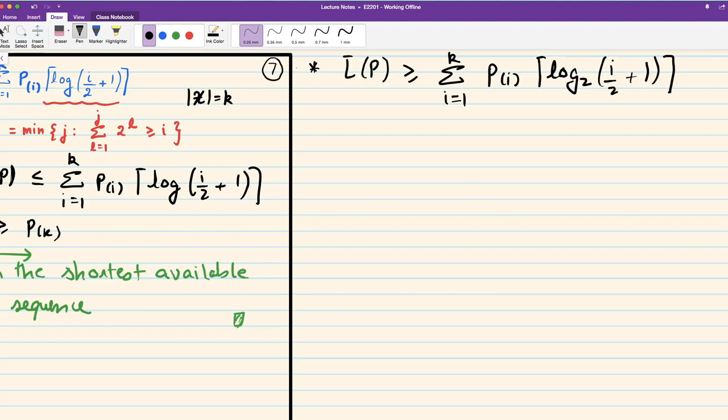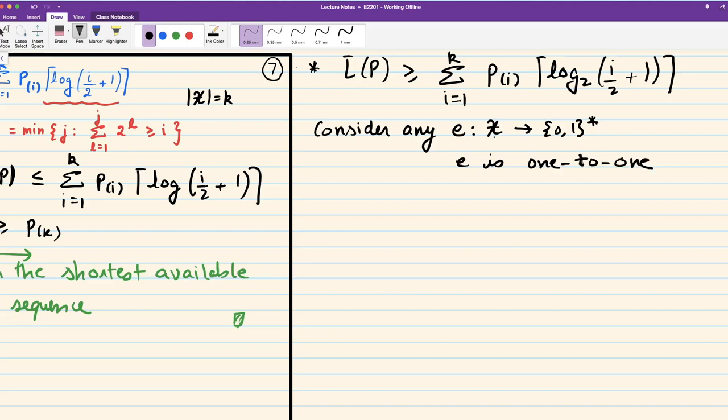So what I'll claim is that, consider any scheme, your favorite scheme. So what is a scheme here? A scheme is a mapping E which looks at this alphabet and assigns to it binary sequences. And this E is one to one, in the sense that it assigns a unique sequence to each symbol, so that you can look at the symbol and go to the sequence. It should also be the other way around. You should be able to invert it. That's what we assume about this E.